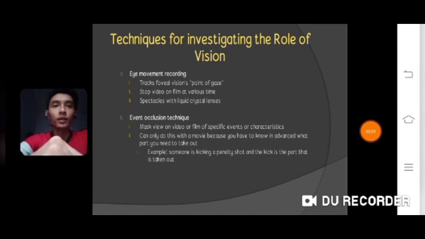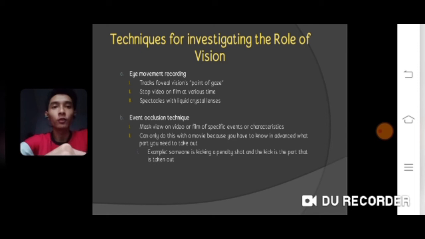Okay, then the techniques for investigating the role of vision. It has two components, which are eye movement recording and the event occlusion technique. The first one, eye movement recording, has three techniques: tracking point of gaze, stopping video or film at various times, and spectacles with liquid crystal lens.